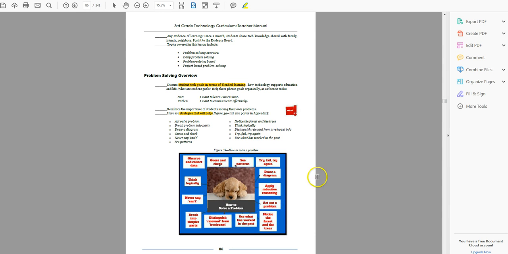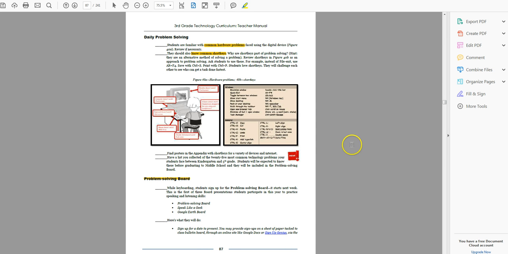And there's going to be a project, now maybe not in 3rd grade, another grade, where they actually track how they solved their problem. Okay, daily problem solving. They know hardware. They are used to using shortcut keys. You reinforce that they're doing the right thing with those. Yes, yes, keep doing it, and you're doing the right thing.